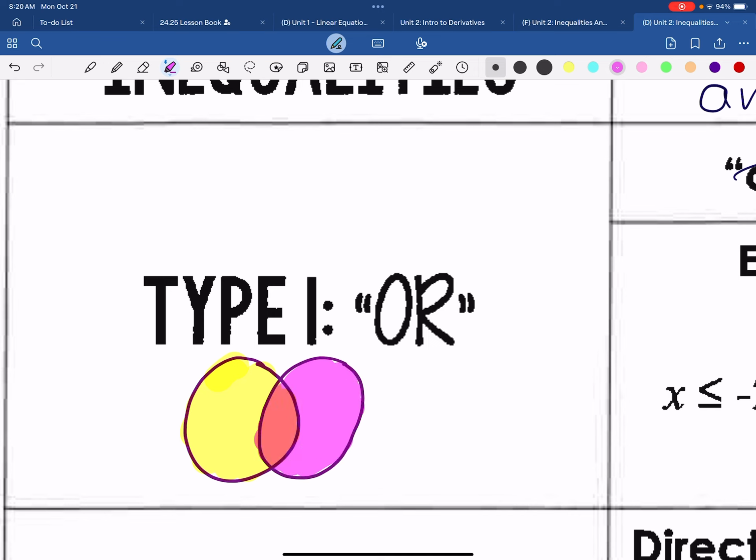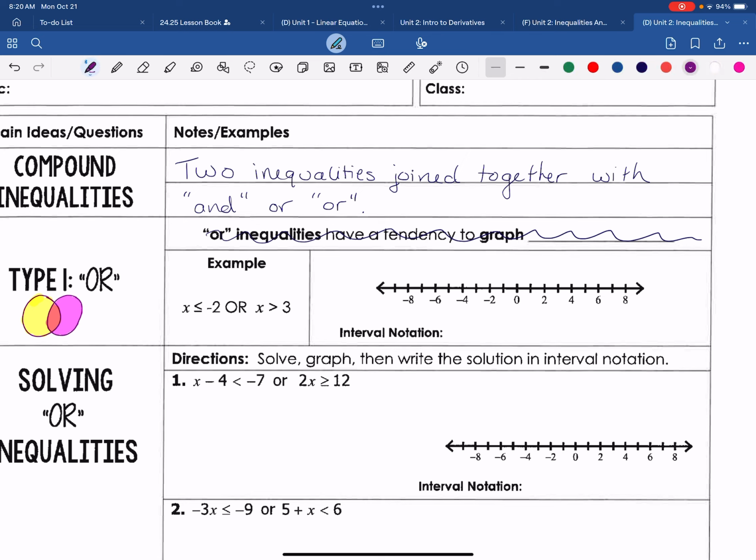So let me show you what that means. If I care about all the numbers that are less than or equal to -2 or greater than 3, I'm going to graph both of these on my number line. Because I have the or equal to, I put a filled in circle. It's less than, so it's all the values less than. So that's this guy: x is less than or equal to -2. x is also greater than 3.